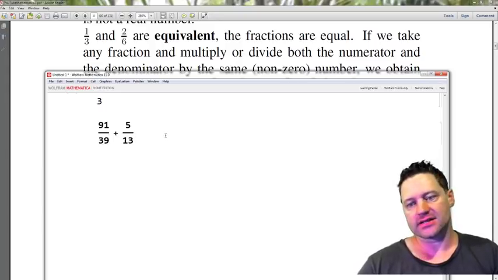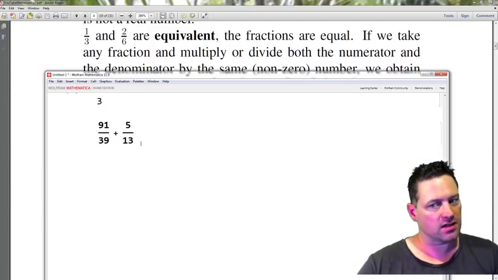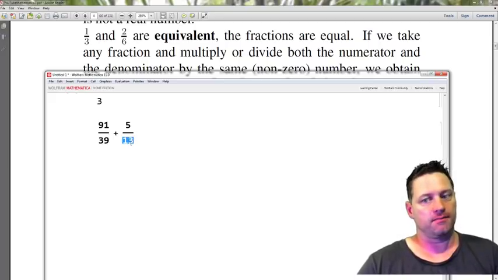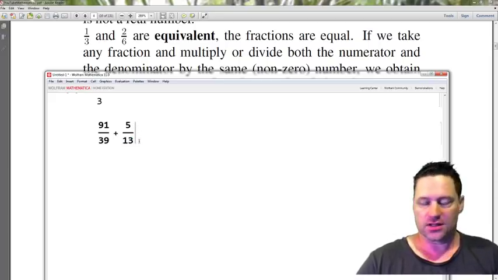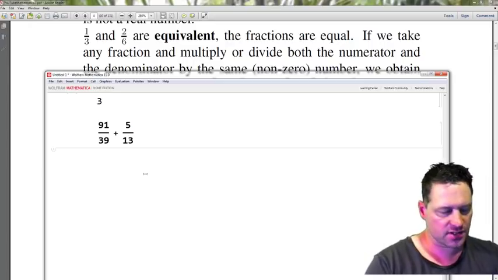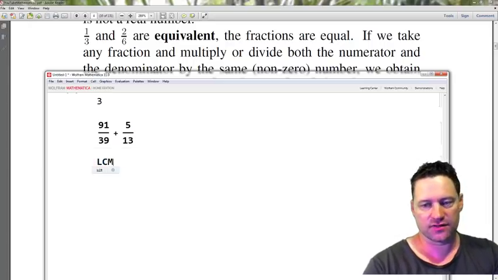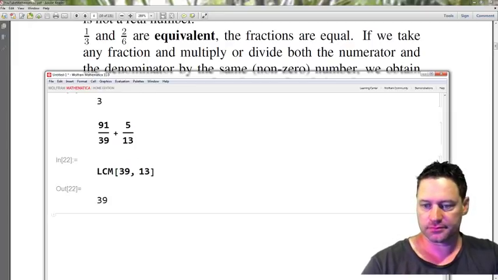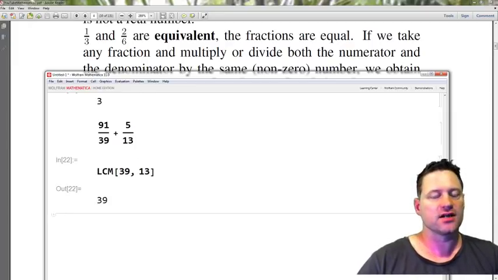Well, the answer here is 39. And why? Because if we multiply 13 by 3, we get 39. That is also, I'm pretty sure, the LCM. Let's try and see if there's a built-in function for this. LCM of 39 and 13. Okay, so it agrees, it's 39.